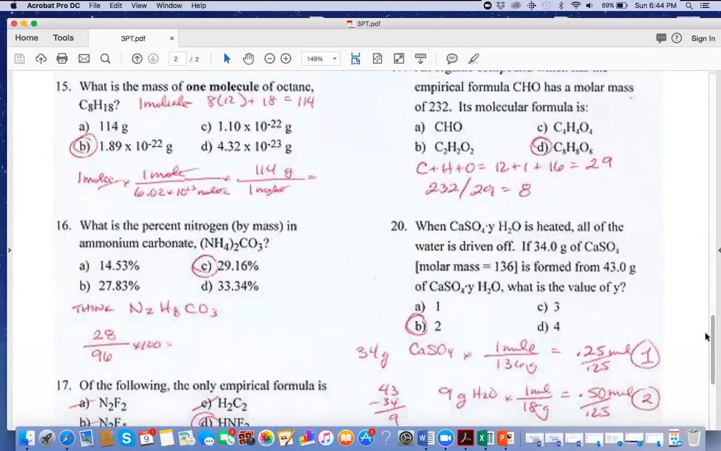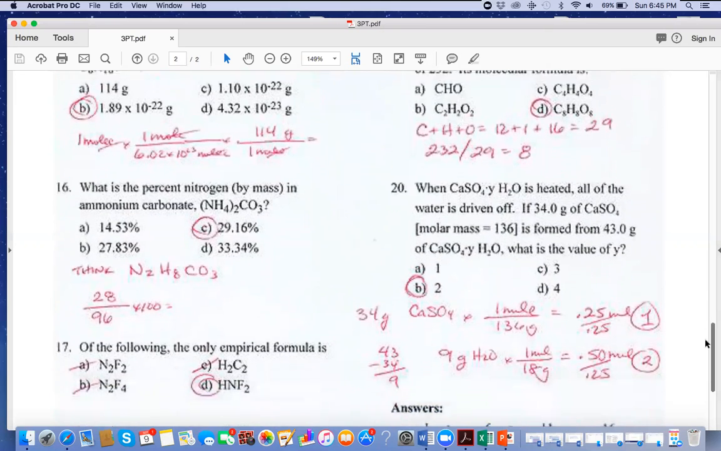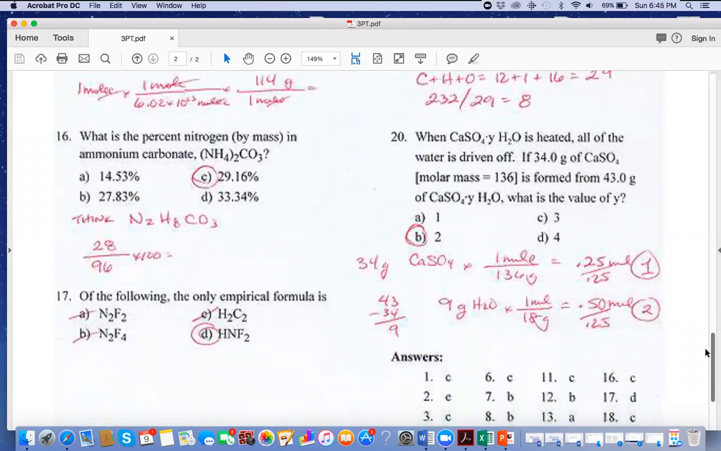What is the mass of one molecule of octane? So one molecule is 8 times 12 plus 18, which is 114. So if I have one molecule divided by 6.02 times 10 to the 23rd, multiply by 114, that should give me 1.89 times 10 to the negative 22nd grams. What is the percent nitrogen by mass in ammonium carbonate, (NH4)2CO3? So think N2H8CO3, so 28 divided by 96 times 100 is 29.16%.